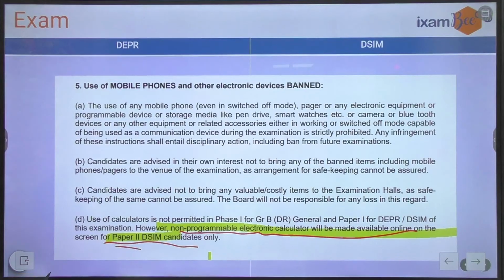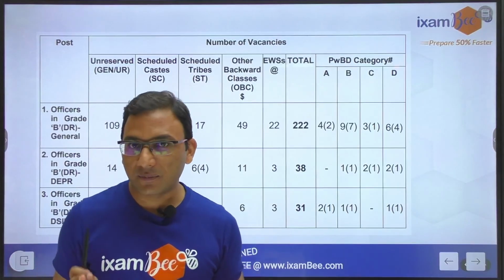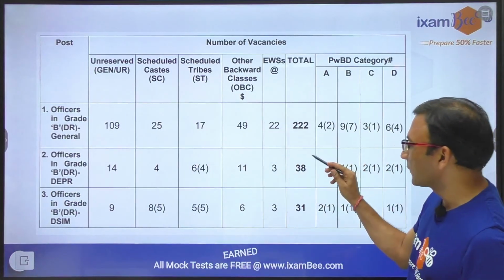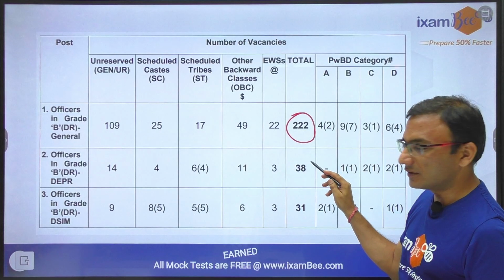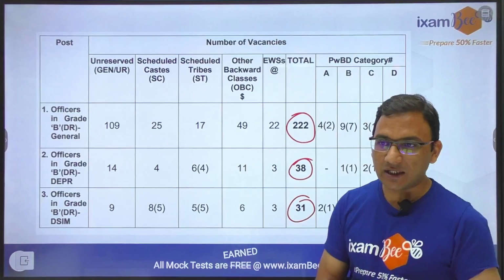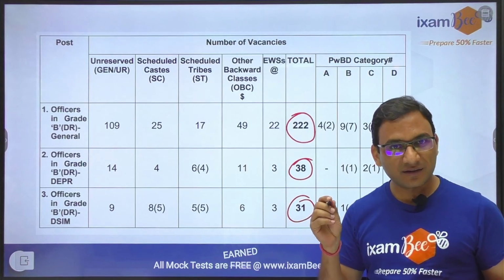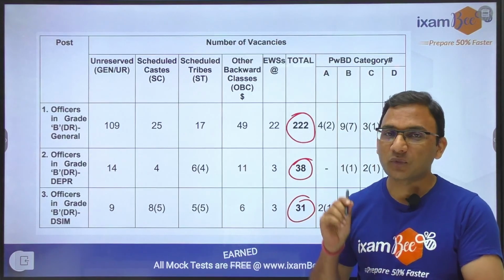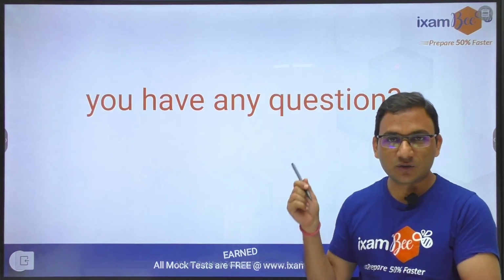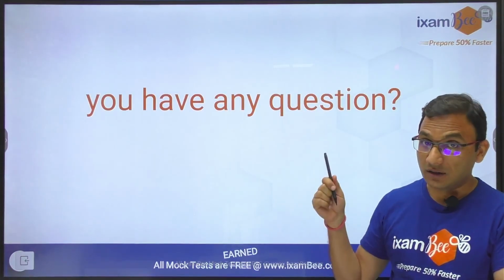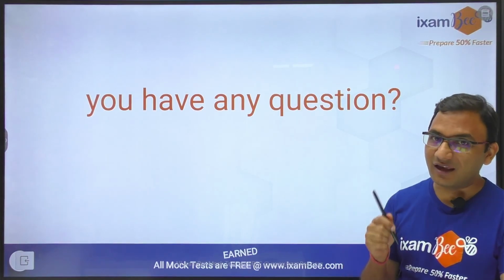the difference between DEPR and DSIM. And I am sure you must be knowing that you have 222 vacancies for Grade B general, 38 in DEPR and 21 in DSIM. Excellent opportunity to make a career with the central bank of the country. You can grow up to the position of deputy governor. I showed you, choose wisely. If you are eligible for two, apply, because it's a lifetime opportunity.